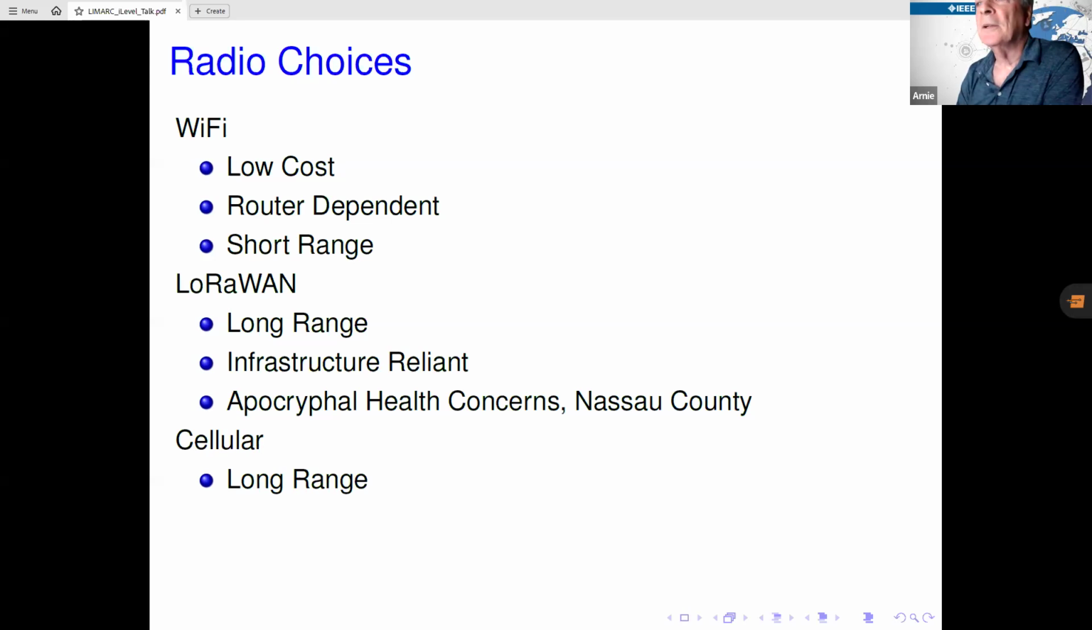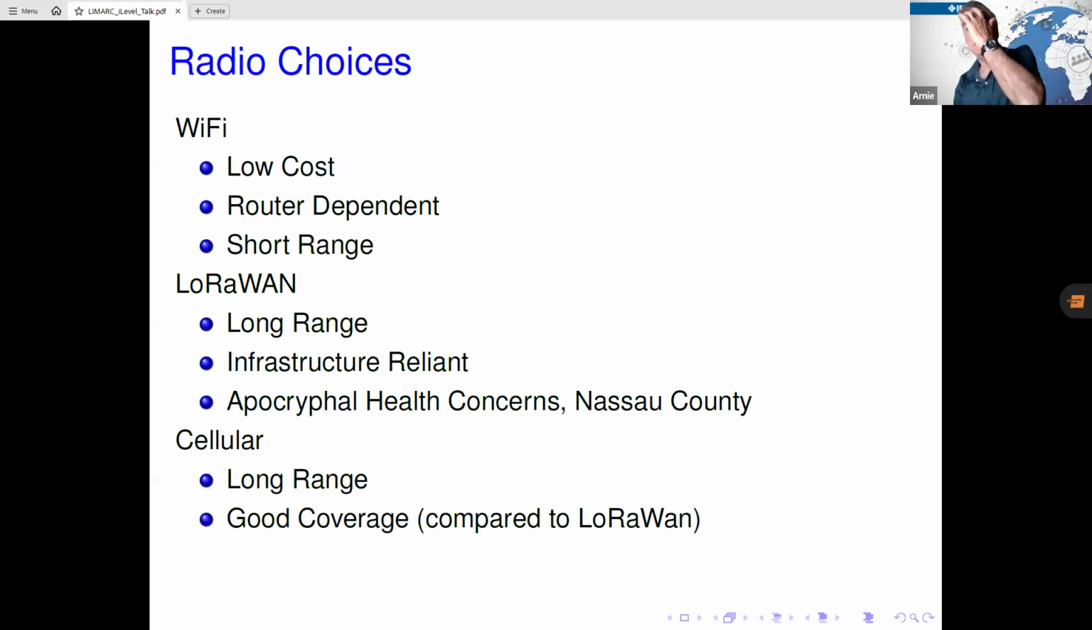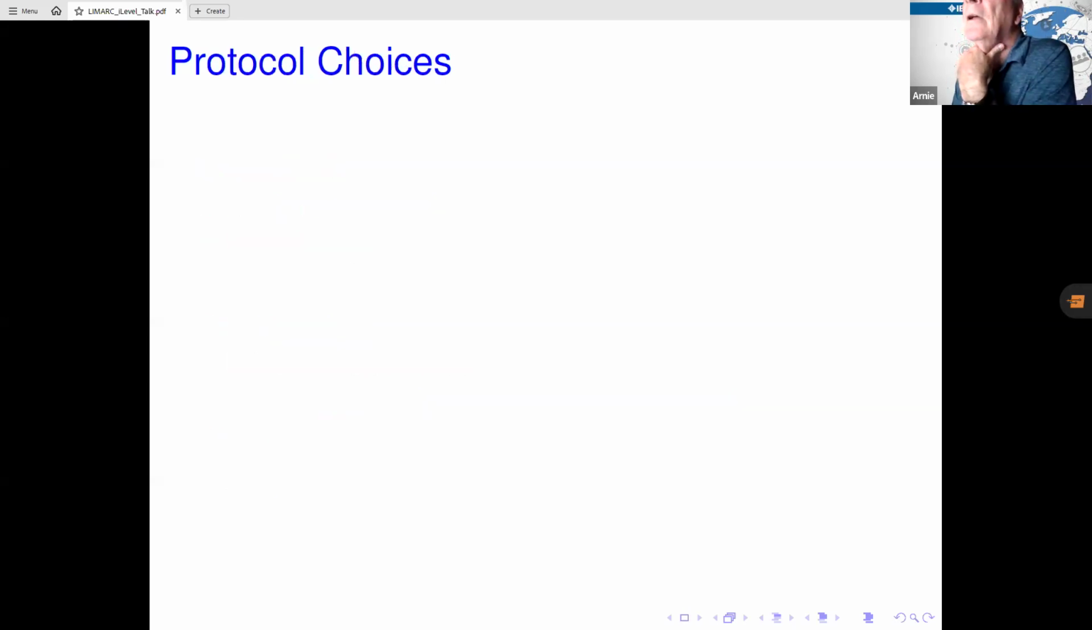So we're left now with cellular, but it's expensive. That is the one drawback of the cellular option, that it was relatively expensive. So we decided, of course, now to use cellular.